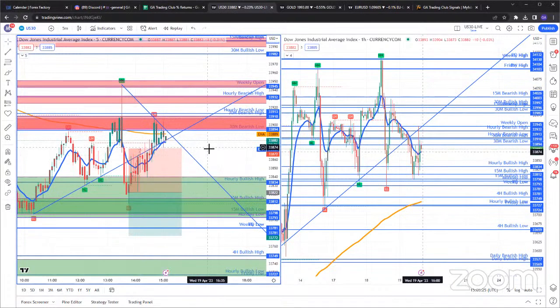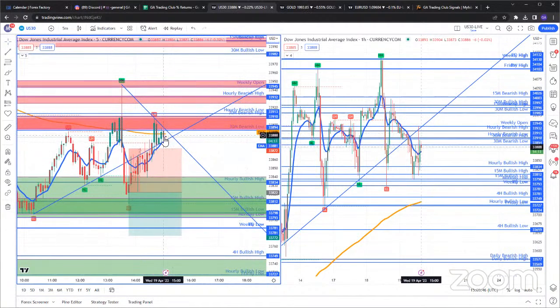The only issue with any sell right here is that we are possibly forming a golden cross on US 30 on the 5-minute. But if not for this possible golden cross, personally, I'm going to keep holding my sell, because we have a 30-minute bearish low. We have a supply zone within a supply zone. We also have an hourly bearish low, a 30-minute bearish high, and an hourly bearish high. So to me, this 5-minute golden cross is superseded by these higher time frame supply zones and sell areas. I'm going to keep holding this sell.